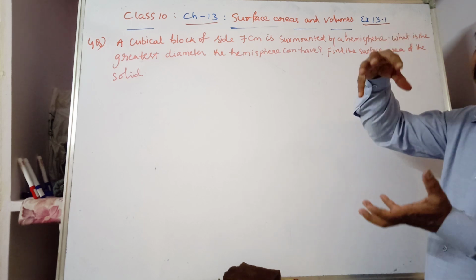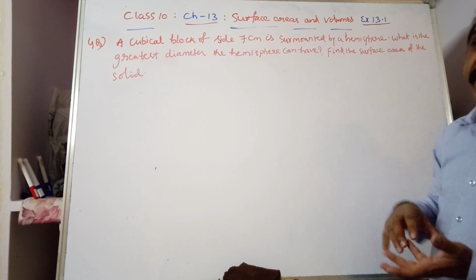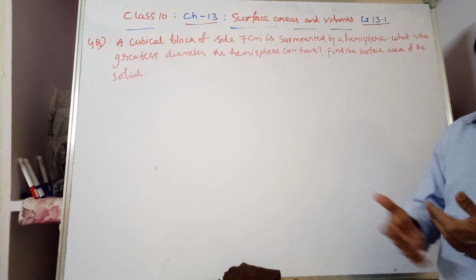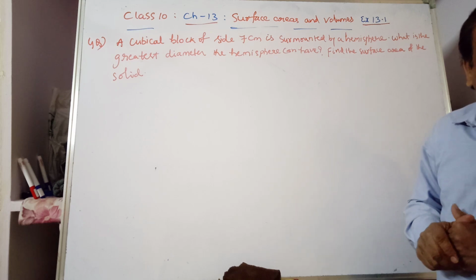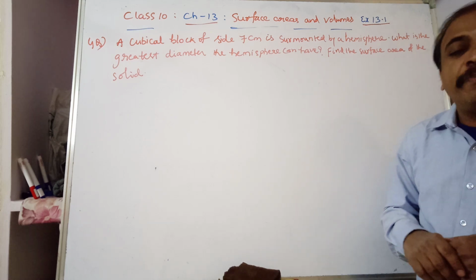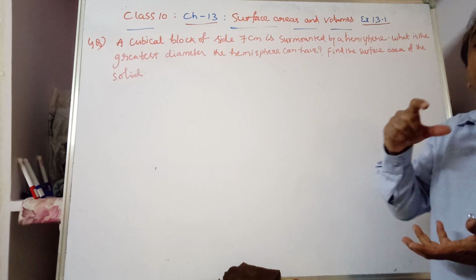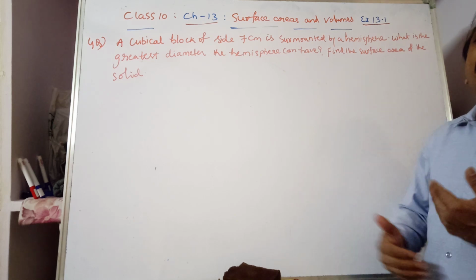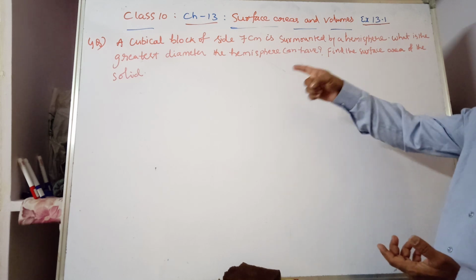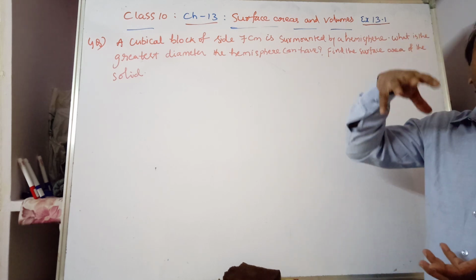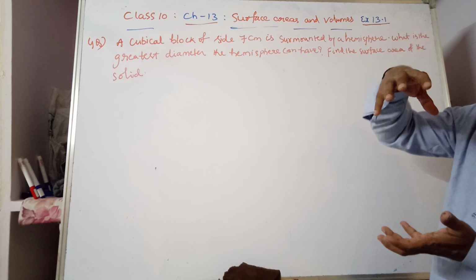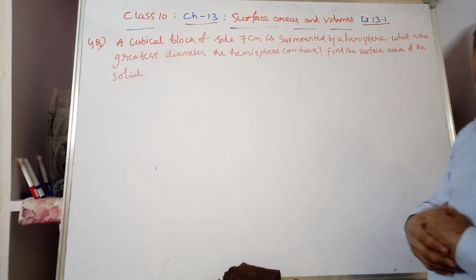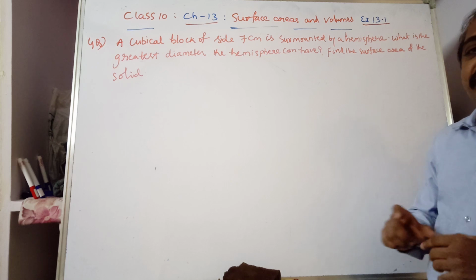When you are placing a hemisphere on the cubical block, greatest diameter means the maximum it can be. Can you guess it? Yes, it is right. So what greatest diameter can it have? The edge of the cube, whatever it is, that can be the greatest diameter. Why? It is surmounted, it's like occupying. So the greatest diameter it can have is 7 centimeter.